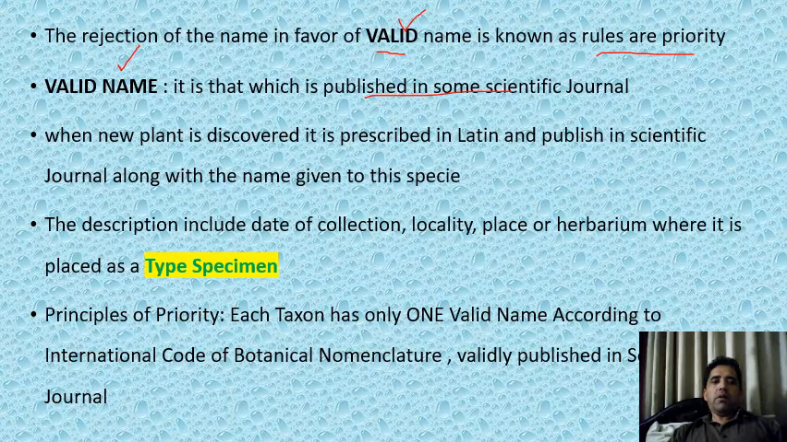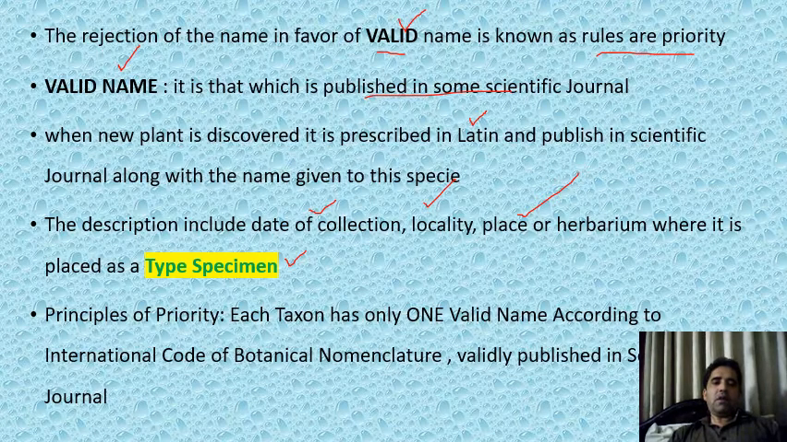And when a new plant is discovered, how is it published? It is described in Latin, its characters, and published in some journal with the name given to the species. Next is the description of the plant, which includes the collection, from where it was collected, the locality where it was found, and the place or herbarium where it is preserved. And this sample which is present inside the herbarium is known as the type specimen. This will be discussed later.